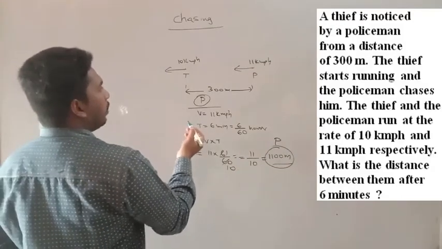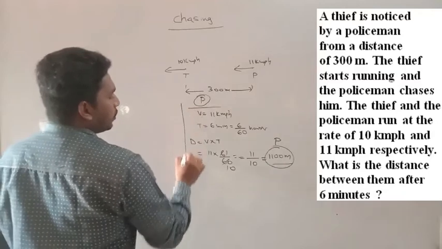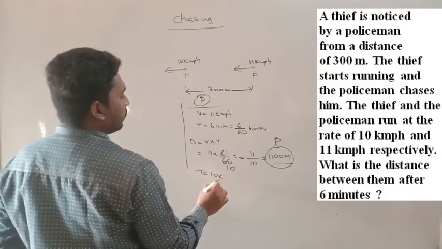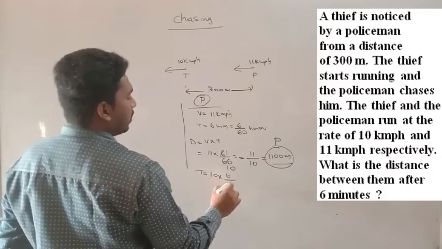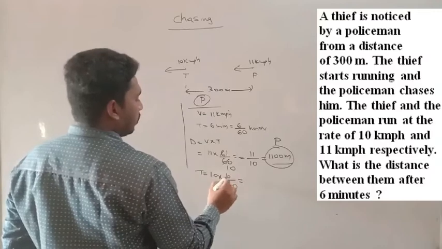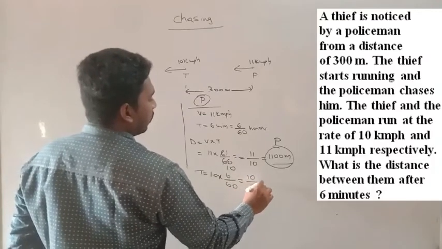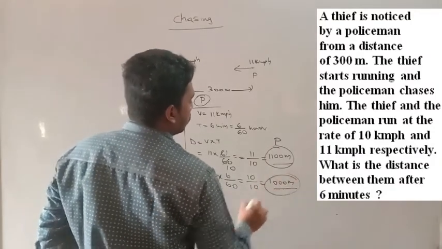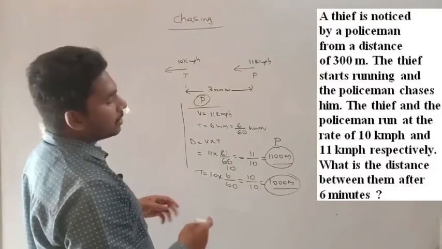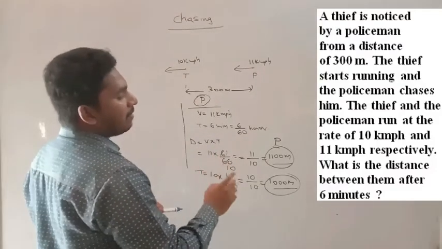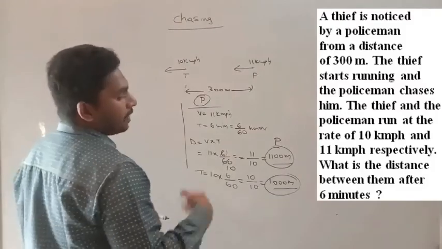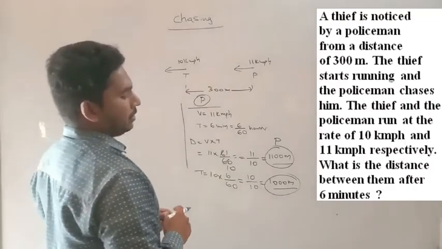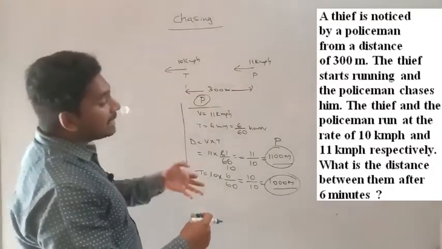Similarly, we have to calculate for the thief. For the thief, the velocity is 10, right? And after 6 minutes, that will be 10 by 10, which is 1 kilometer, it means 1000 meters. So after 6 minutes the policeman must have traveled a distance of 1100 meters, whereas the thief must have run a distance of 1000 meters. But they are asking what is the distance between them.